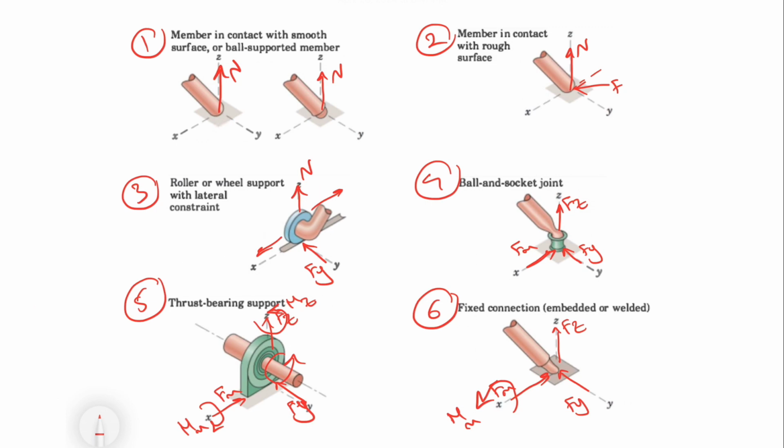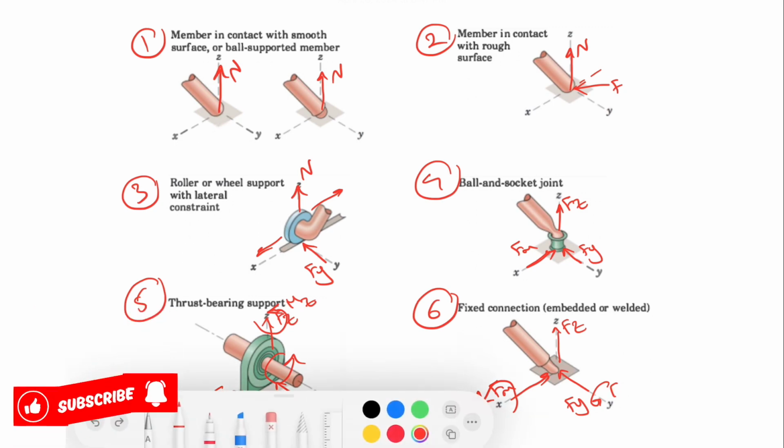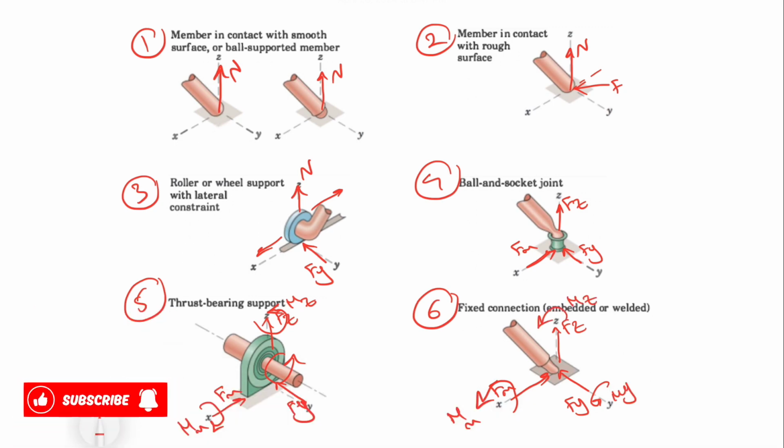And since the member is fixed, we need to consider a couple about each axis. So we'll have Mx, we'll have My, and we'll have Mz as well. And we will have 6 unknowns in here, which means we need 6 equations to solve the unknowns in the question that we're given.